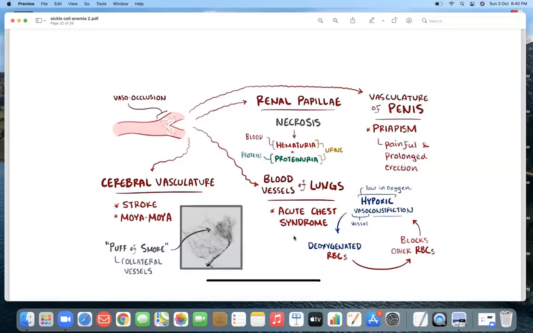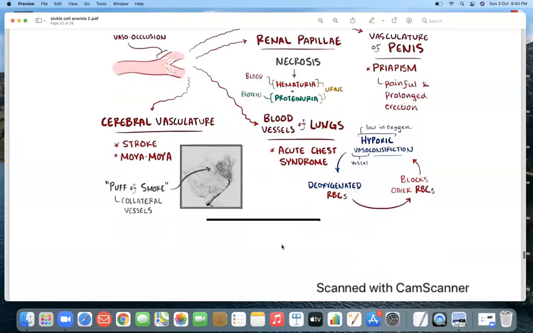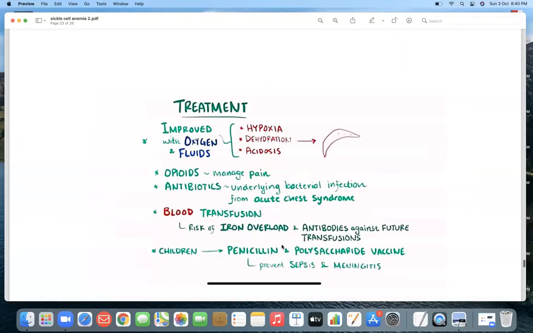Okay, next is the acute chest syndrome, low in oxygen, hypoxic, what happens? This is a cycle which happens. Usually hypoxic, vasoconstriction, deoxygenated RBCs block other RBCs. So you can also have infarction in the lungs and also infection in the lungs. Okay. Then treatment, always remember these points. I always suggest for sickle cell anemia, treatment, vaso-occlusive crisis, always start with oxygen.